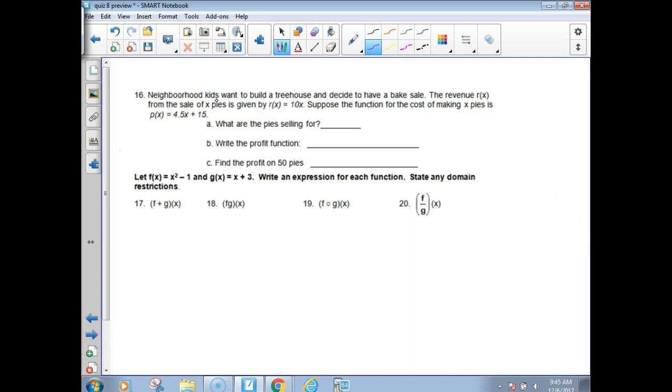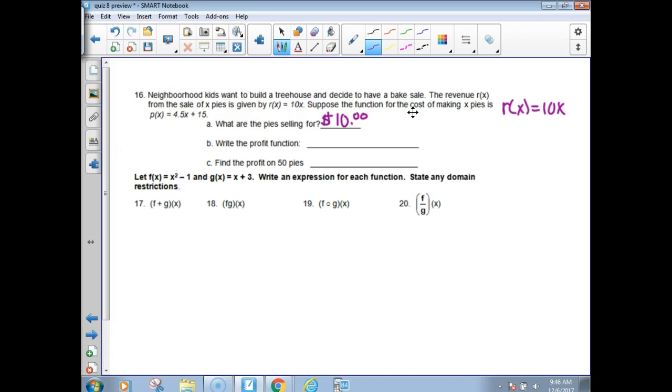Okay, 16. Neighborhood kids want to build a treehouse and decide to have a bake sale. The revenue, R of X, from the sale of X pies is given by R of X is 10X. Okay. R of X equals 10X tells you that that's your revenue, which means it's what you're charging. What are you charging then for the pies? $10. Okay, that needs to be money, guys. $10. Okay, the revenue, now we already did the revenue.